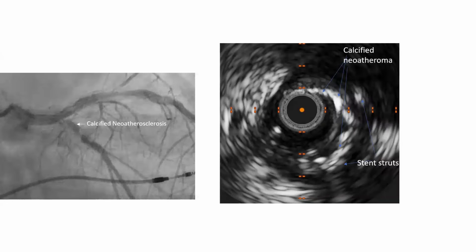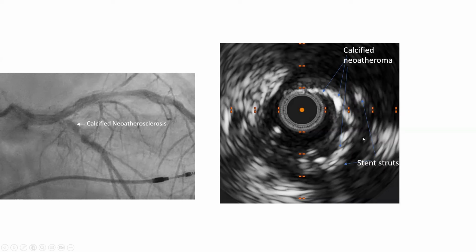We also defined our mechanism by IVUS. In order to be able to IVUS the lesion, we have to balloon it to be able to pass the IVUS catheter. And here we did some 2.5 millimeter balloon pre-dilatation before doing the IVUS. And we did the IVUS. The IVUS confirmed my suspicion.